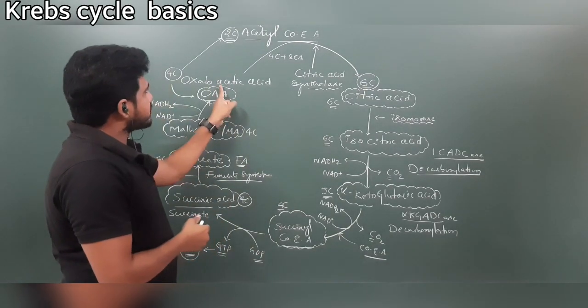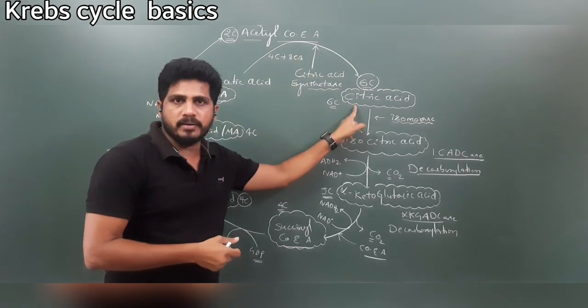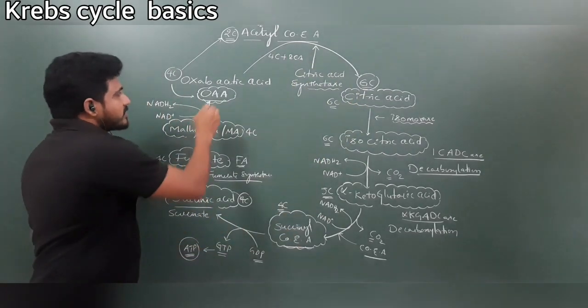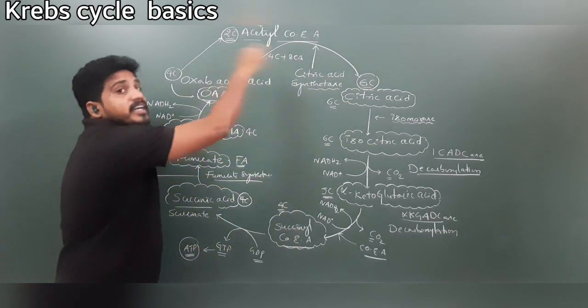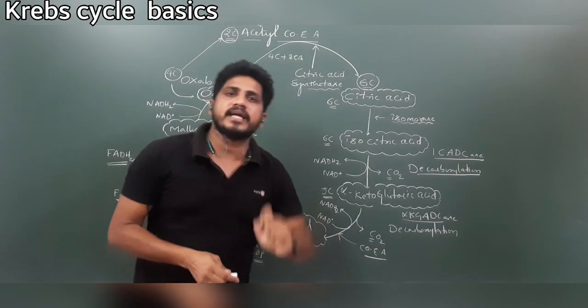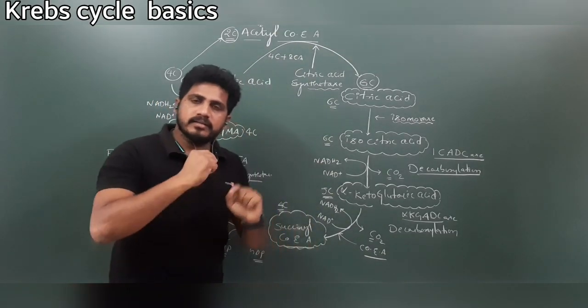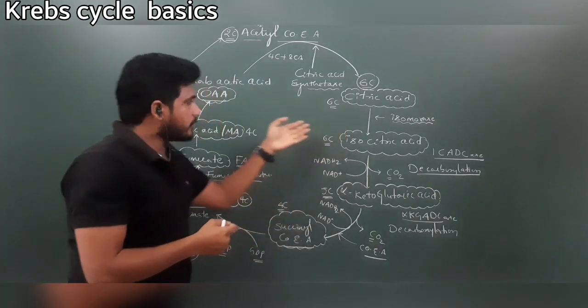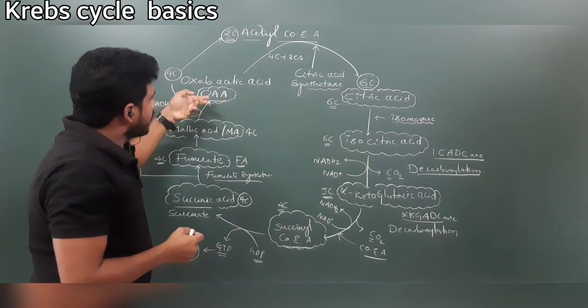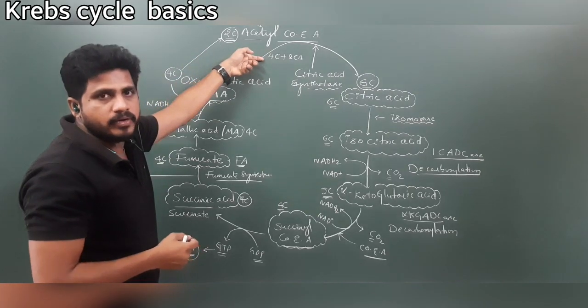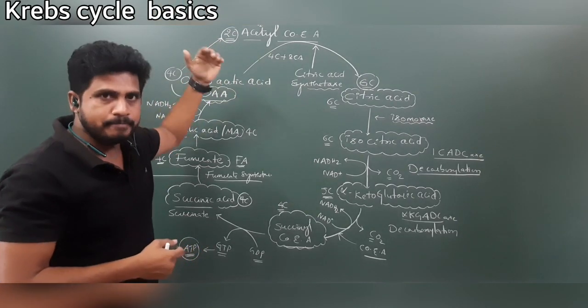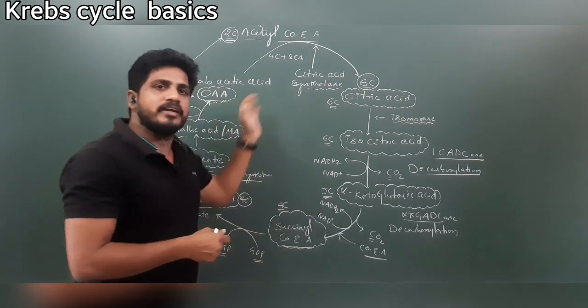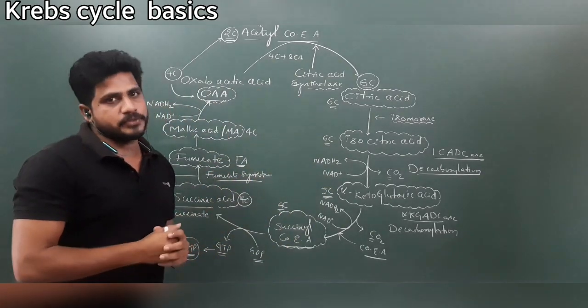Because of oxaloacetic acid only, in association with acetyl coenzyme A, citric acid is formed. Finally, oxaloacetic acid is formed, so again it will continue the process. That is why it is called a cycle. There is no end. The product of the Krebs cycle, oxaloacetic acid, again reacts with acetyl coenzyme A. As long as glycolysis takes place in aerobic respiration, the Krebs cycle also continues.